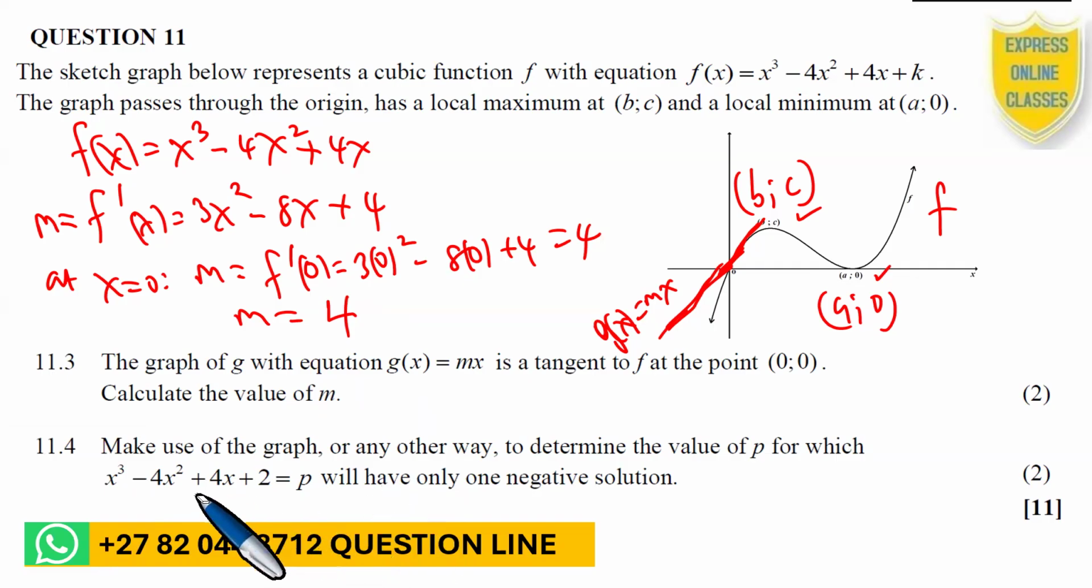M equals 4. Make use of the graph or any other way to determine the value of p for which x cubed minus 4x squared plus 4x plus 2 equals p will have only one negative solution.